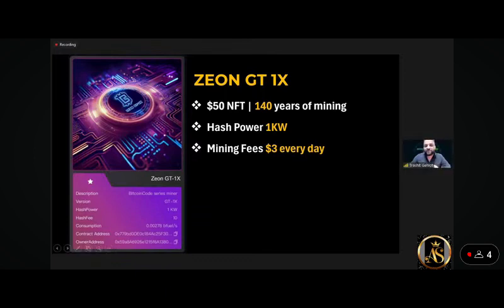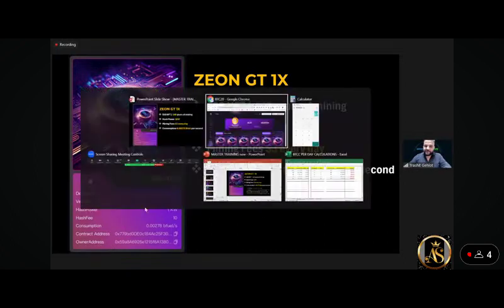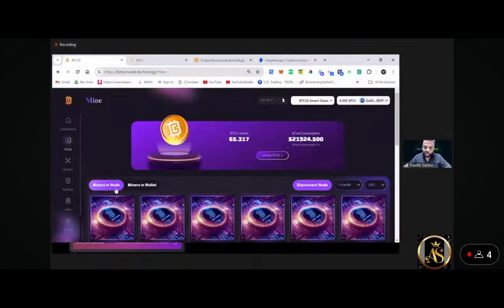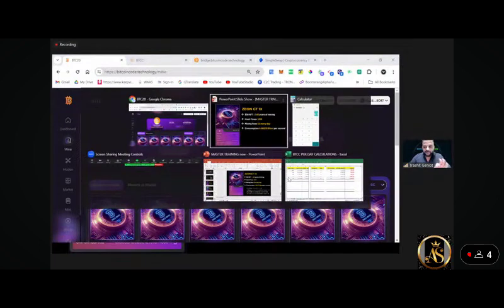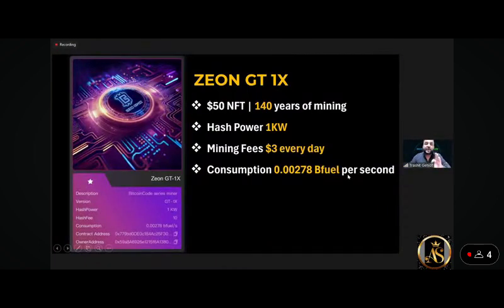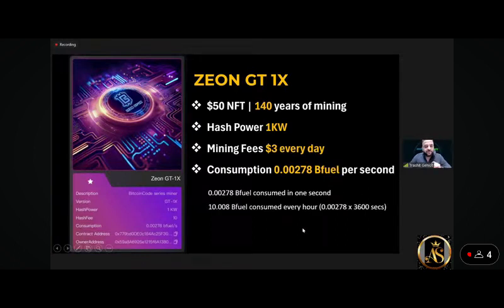So over here, how did we come to the conclusion of $3 every day? Let me help you understand that as well. The $50 NFT has a consumption rate of 0.00278 B fuel per second. That means if these NFTs are plugged into mining, dedicated to the node, they will have a consumption rate of 0.00278 B fuel every second. Now, B fuel consumption is on every second. So in an hour, this is almost 10 B fuel consumed every hour, considering 3,600 seconds. And for 24 hours, it is 240 B fuel.